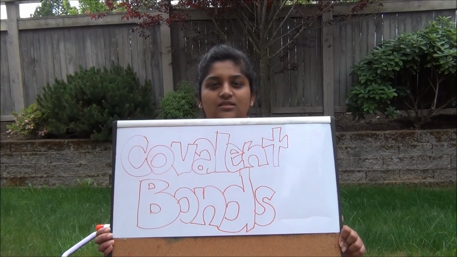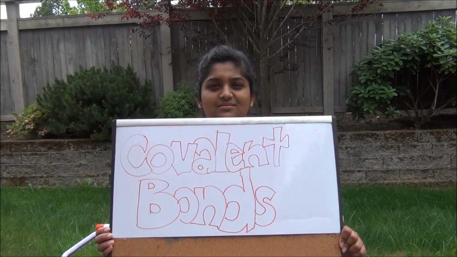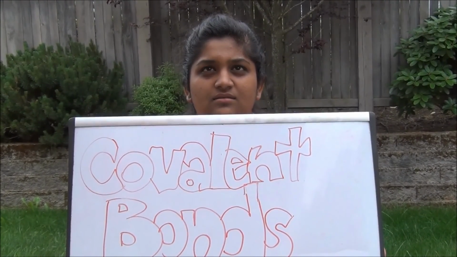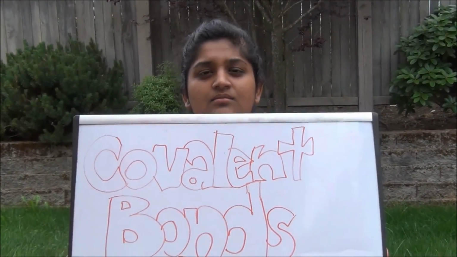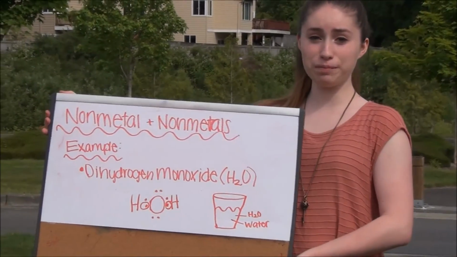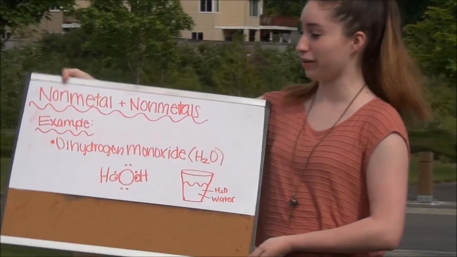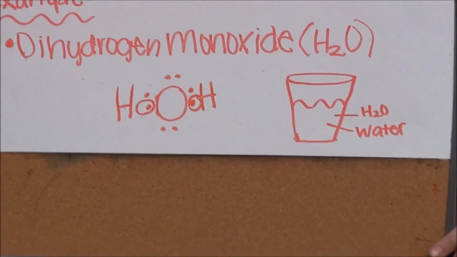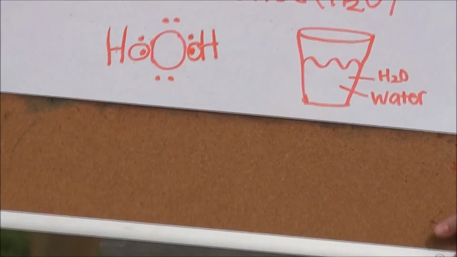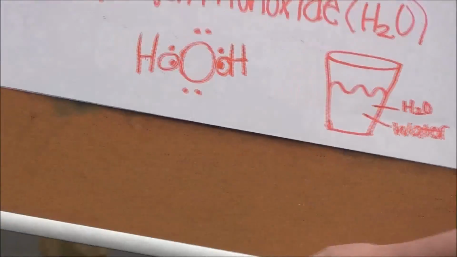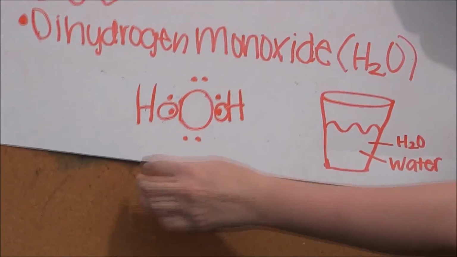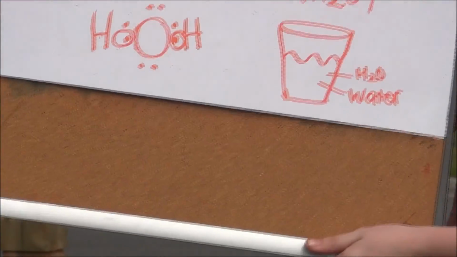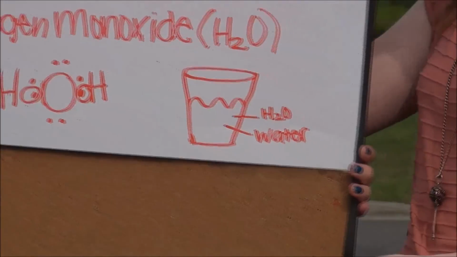Covalent bonds. A covalent bond consists of a nonmetal and a nonmetal. An example of this is dihydrogen monoxide, otherwise known as H2O, otherwise known as water. Two hydrogen atoms share two electrons with oxygen, which produces water.